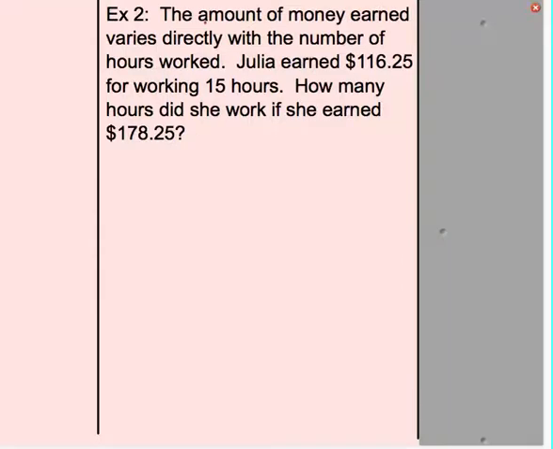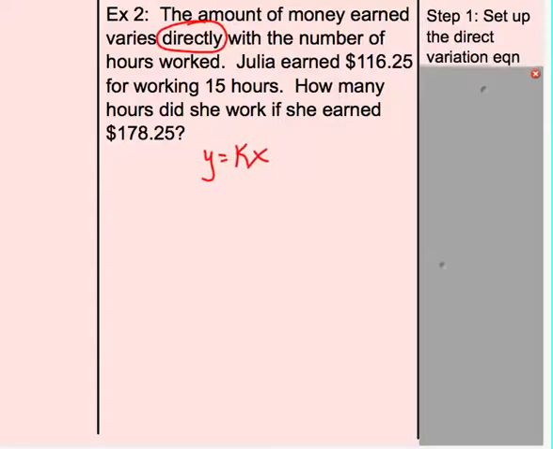So keywords, of course, you want to look for what type of variation the problem is telling you the variables have. So it varies directly, so we're going to set up our direct variation equation again. Sorry, let's go through the steps. Same process. So we substitute what we know to solve for what we don't.